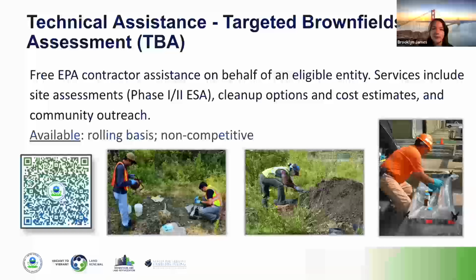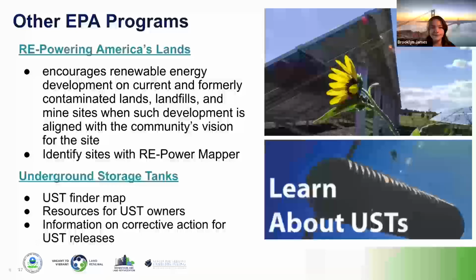So this program is available year-round on a rolling basis, and I have a QR code to the application there, and Devin put the link to that as well. So this is typically for a single site that needs these site assessments completed. It's also a really good way to line up the site to be eligible for a cleanup grant, because it gives you that ABCA and that completed Phase 2, which are required for applying for the cleanup grant. And our contractors will come out and do that work for free for communities that are eligible. Okay, next slide.